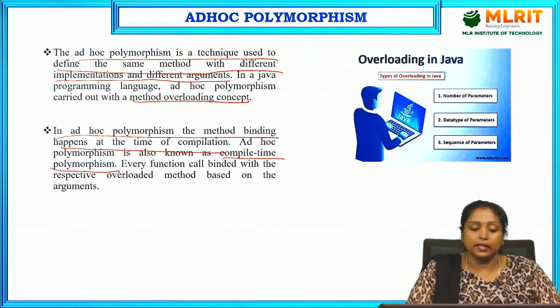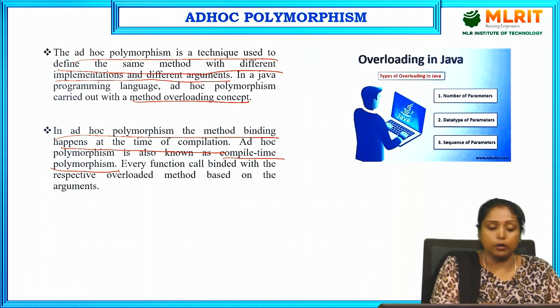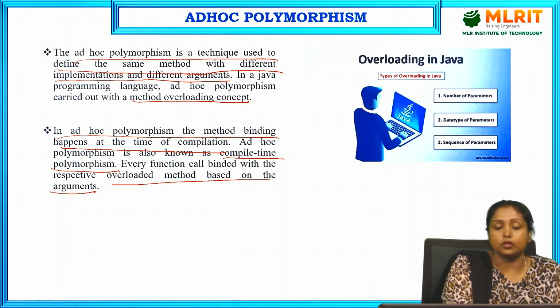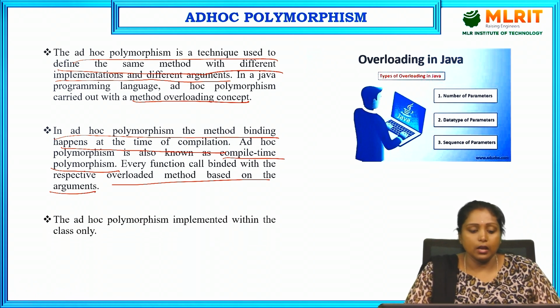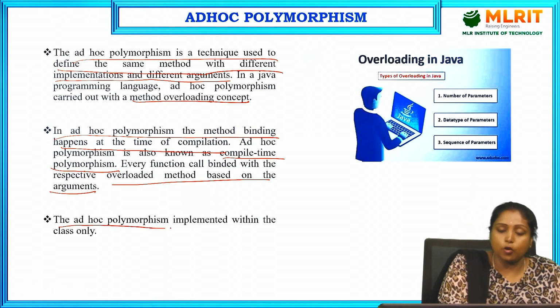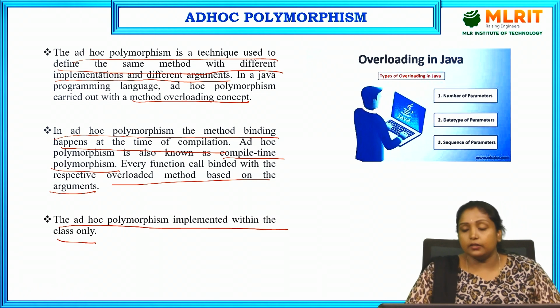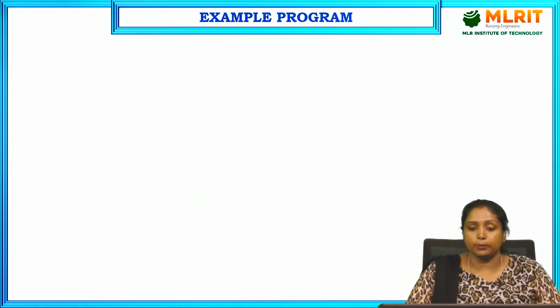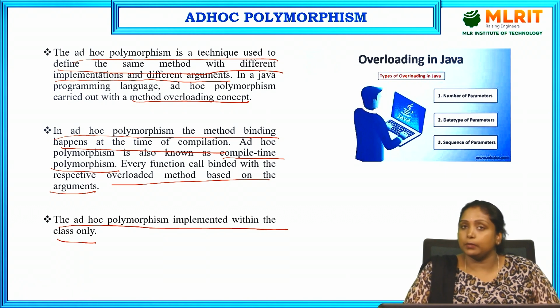Every function call is bound with respect to the overloaded method. Based on the arguments, we can find out which method would be called. And the main point: ad hoc polymorphism is implemented within the class only. So this is how ad hoc polymorphism works.